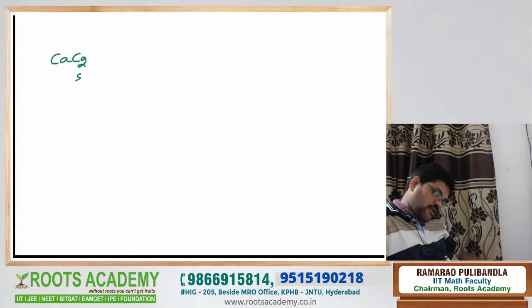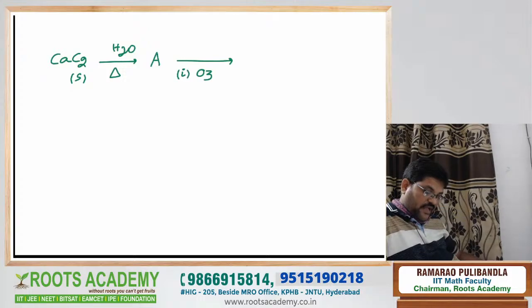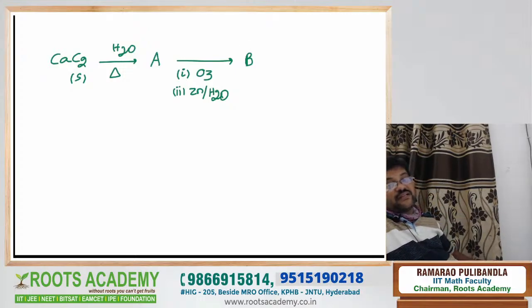Calcium carbide, solid, on heating with water gives A. Then A is subjected to heating with ozone gas, and in step B, we use zinc dust in the presence of water. What are A and B? The question is given like that. Sometimes in the organic chemistry examination, simple conversions are given.